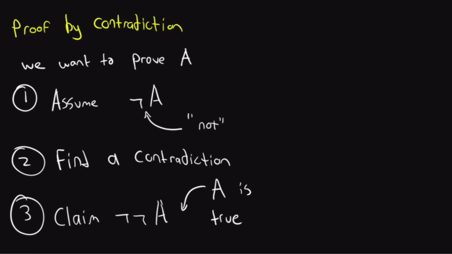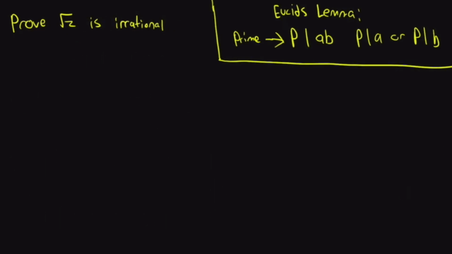Next we'll be going over an example of a proof by contradiction, and it's probably one of the most well-known examples of using this type of proof, and we will be proving the irrationality of the square root of 2. So we want to prove that root 2 is irrational. Let's begin our proof by assuming the opposite.